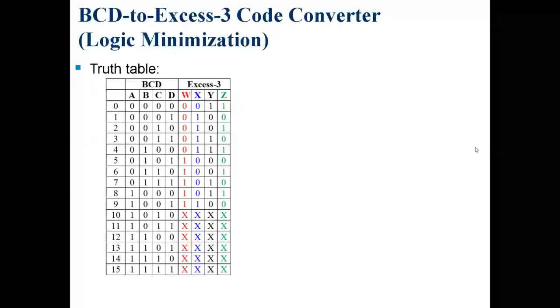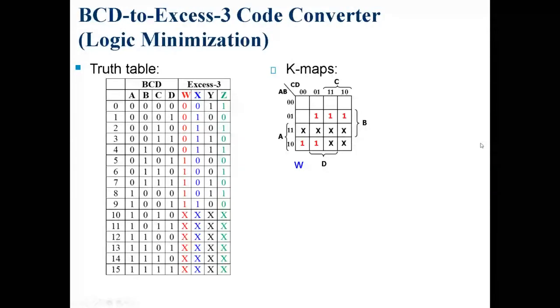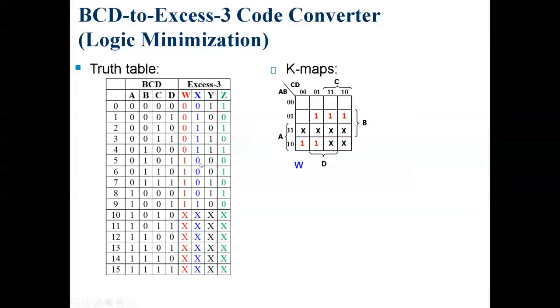Now, in the K-map, we draw the K-map for W. How many ones are there? 1, 2, 3, 4, 5. How many don't cares are there? 1, 2, 3, 4, 5, 6. Any question? No. Got it? So what we do?